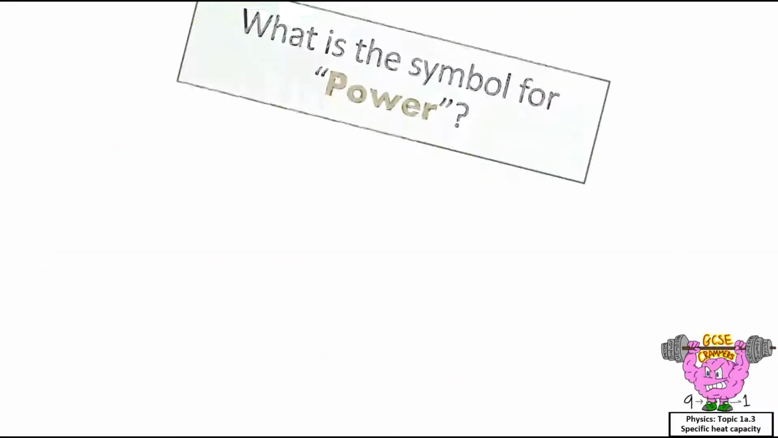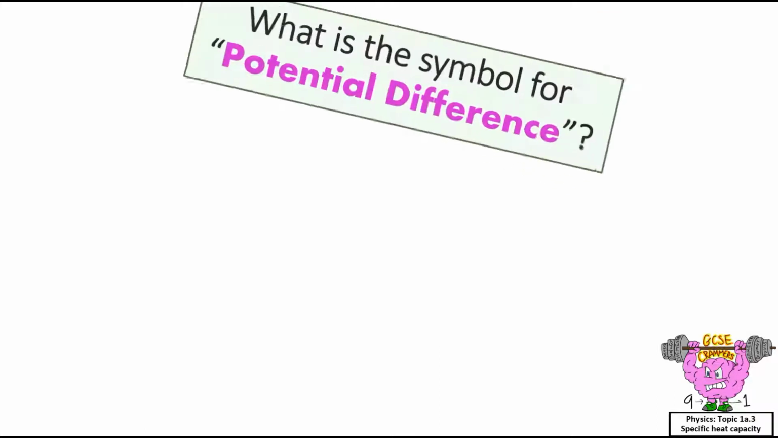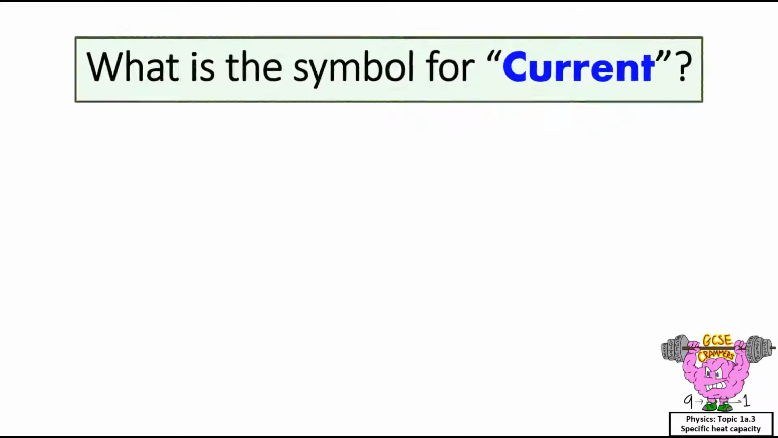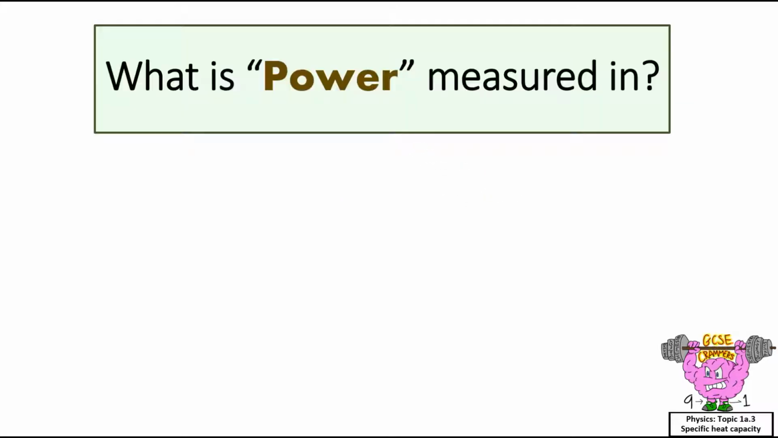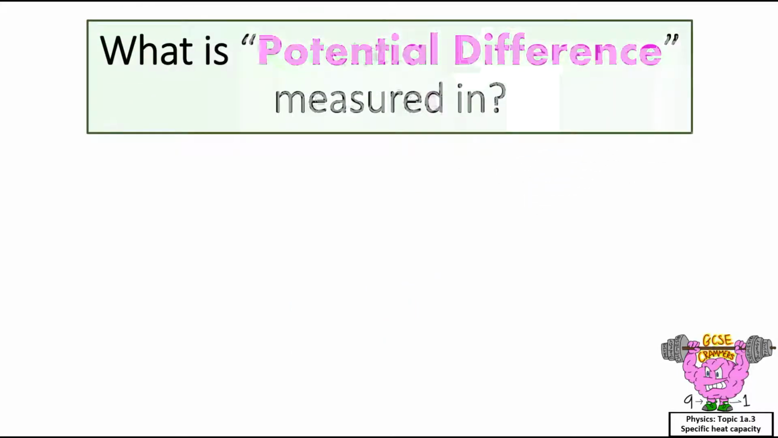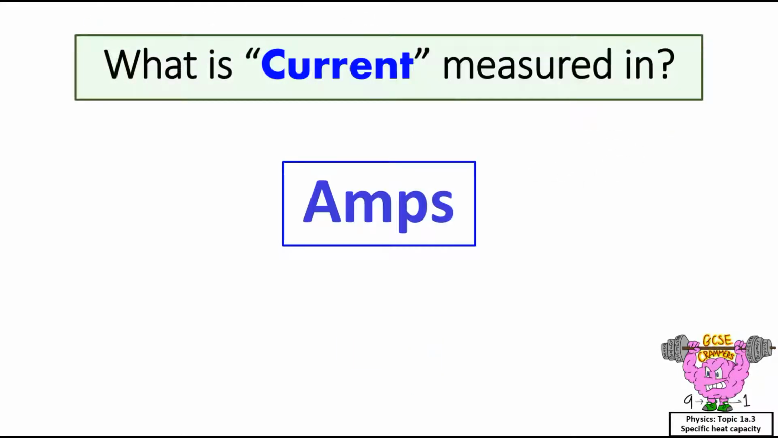What is the symbol for power? Capital P. What is the symbol for potential difference? Capital V. What is the symbol for current? Capital I. What is power measured in? Watts, or a capital W. What is potential difference measured in? Volts, or a capital V. What is current measured in? Amps, or a capital A.